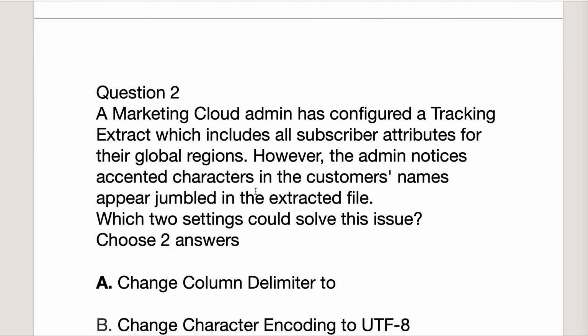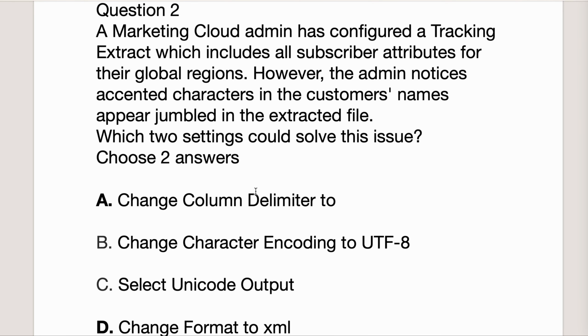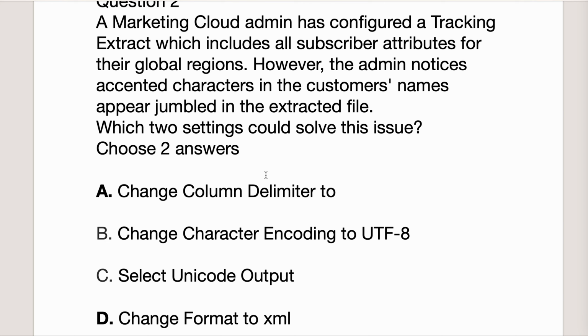Let's go on to the second question. On a marketing cloud, an admin has configured a tracking extract, which I just showed you in data extract. They can configure it to include all subscriber attributes for the global region, but the admin noticed there are some accented characters in the customer data. So what are you going to do?